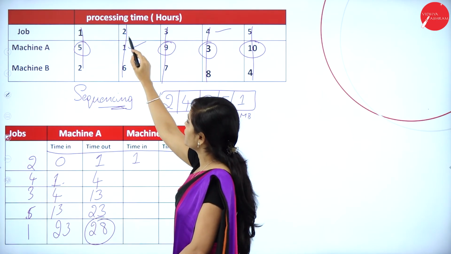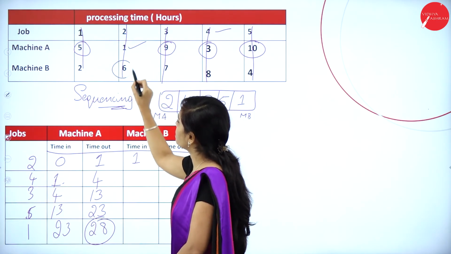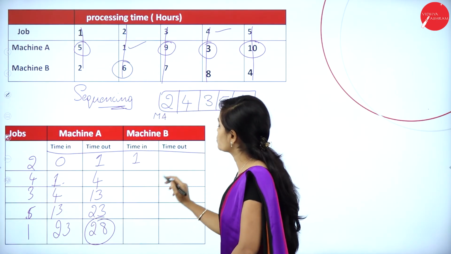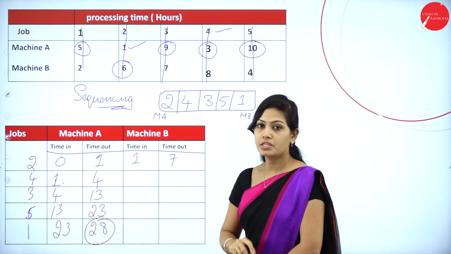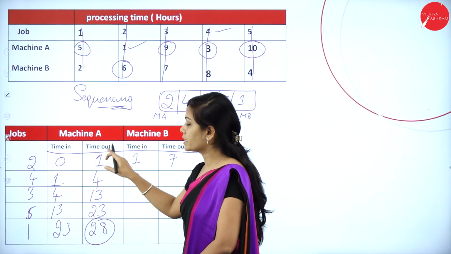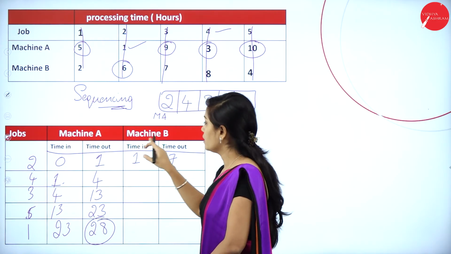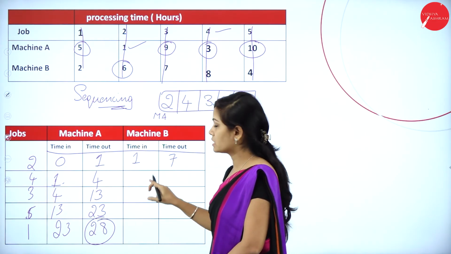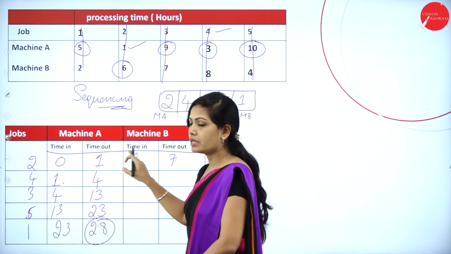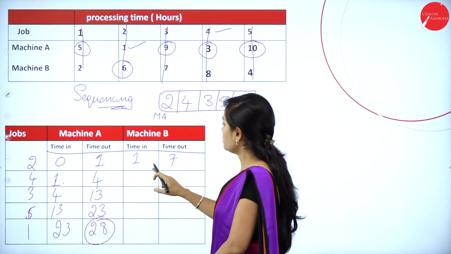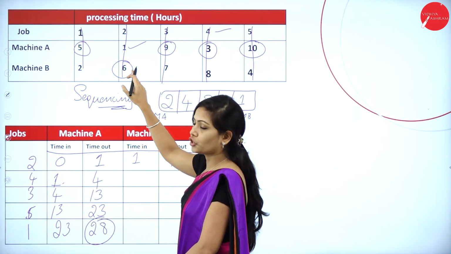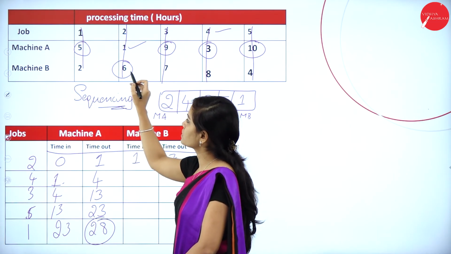And the processing time of job 2 machine B is 6. So, 6 plus 1 is 7. It is very simple. Machine A timeout is 1. Again this machine B will not waste its time. So, again its timing starts from 1 only. 1 plus 6. So, job 2 machine B processing time is 6.